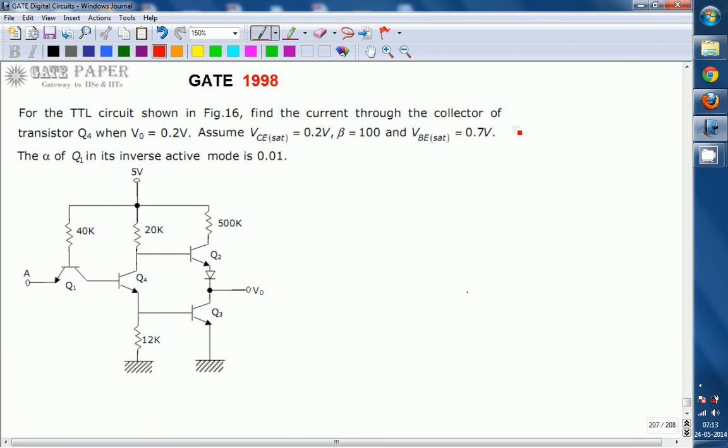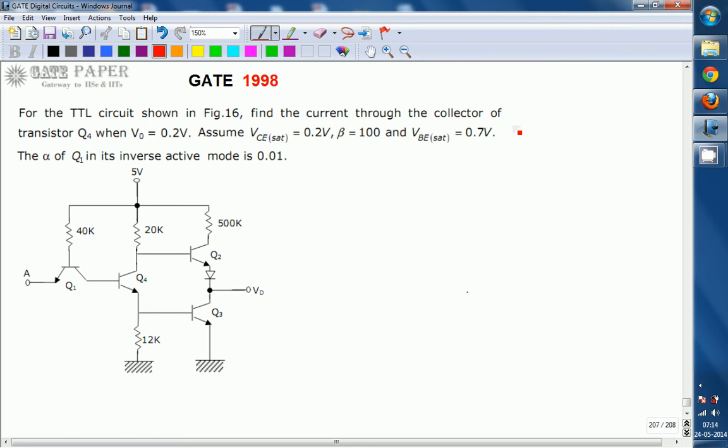Hello, we are discussing the GATE 1998 ECE paper. Look at the circuit diagram given; this question is related to digital circuits. For the TTL circuit shown in the figure, find the current flowing through the collector of the Q4 transistor when V0 is equal to 0.2 volts. Assume that VCE saturation is also 0.2 volts, beta is 100, VBE saturation is 0.7 volts, and the alpha of Q1 in the inverse active mode is 0.01.